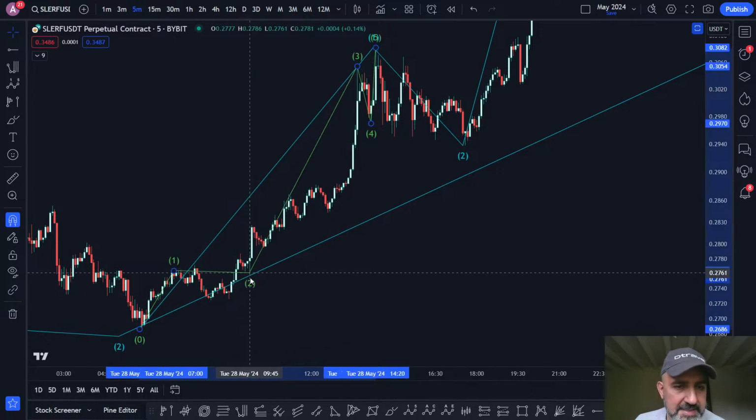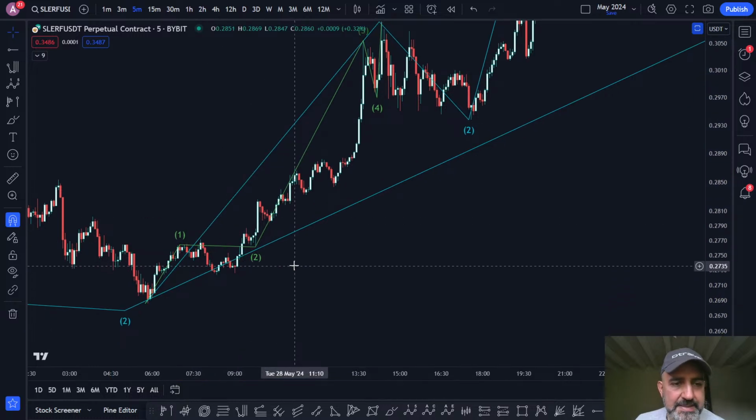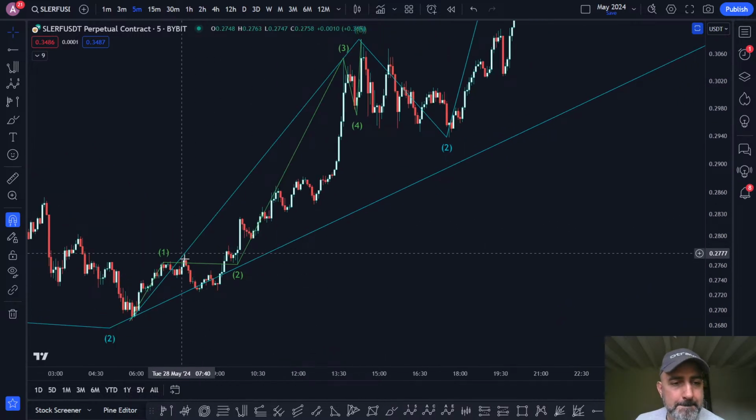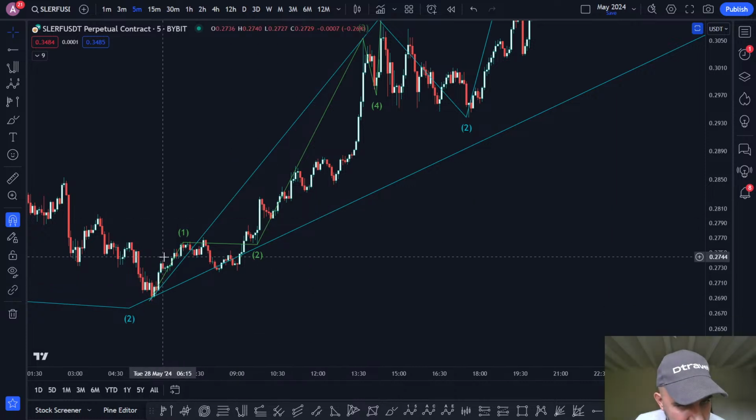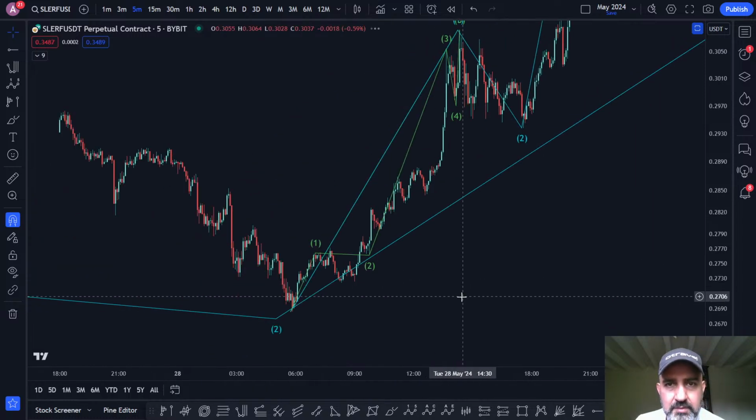This too could have started here. This could be a flat. And that's why it's important to count 1, 2, 3. It's not easy to tell.